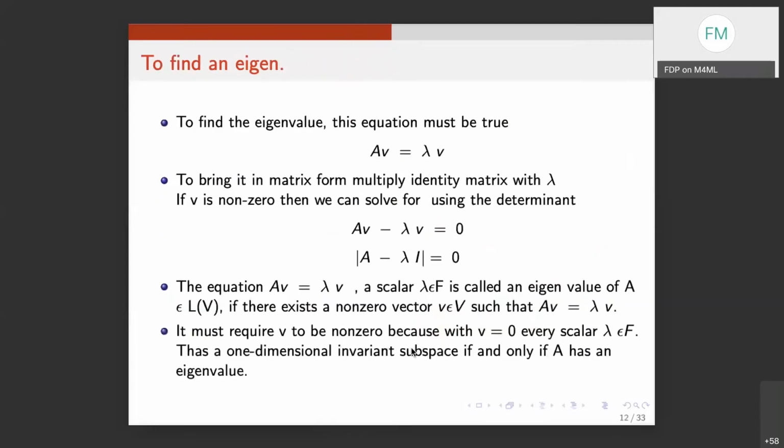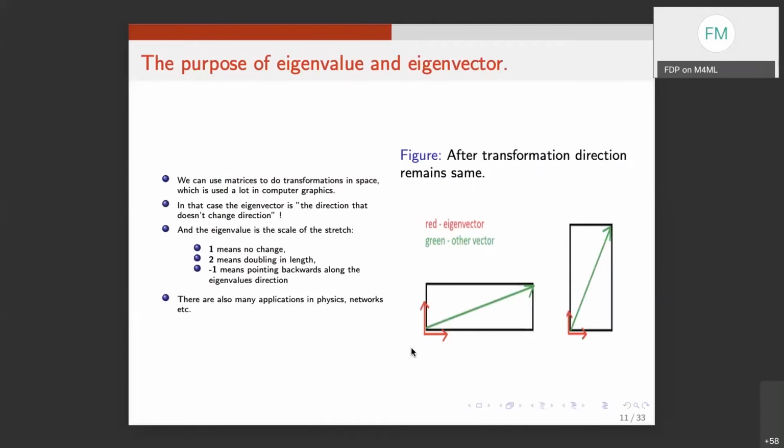Now, how do we find this? Hope you are clear with this, right? When do I use an eigenvalue? Suppose in image processing, I try to reduce or compress the image, or I try to stretch the image. When we do such things, we should try to identify which vectors do not change their directions.